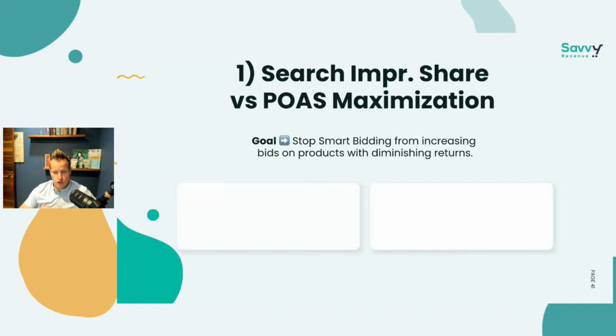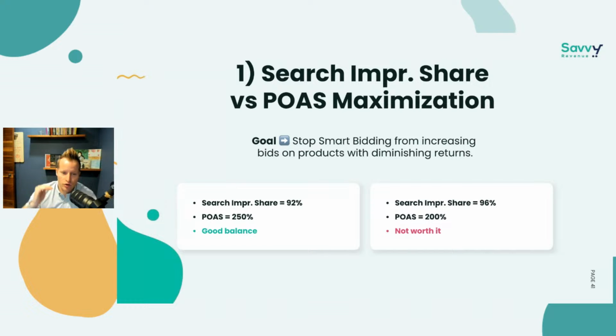So the first thing, search impression share versus POAS maximization. The goal here is to stop smart bidding from increasing bids on products with diminishing returns. Let's say we have an example where we have a search impression share of 92% and our POAS is 250%, which is good. But let's say you have a target of 200% in that campaign. Google might start saying, let's increase the search impression share because we can actually bid higher based on the POAS.